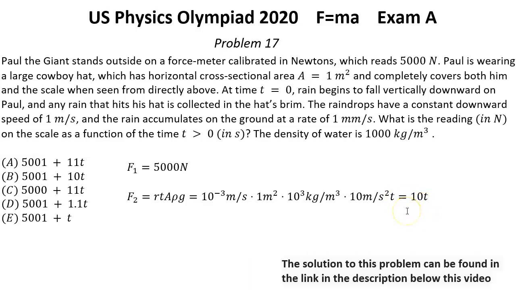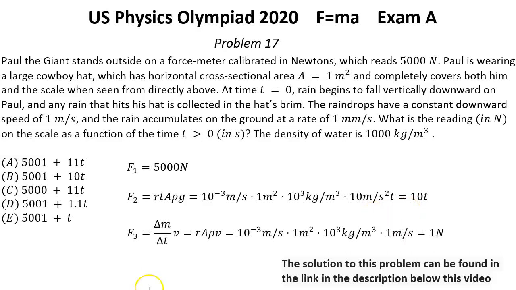And component 3 can be found by noting that in time t, the total mass is equal to a rate of changing mass over time Δt, which is dm over Δt, multiplied by speed, which is R A ρ v, which is 1 newton. So it means that the total reading of this scale equals F1 plus F2 plus F3, which is 5001 plus 10t, which is answer B. And that was the solution for problem number 17.